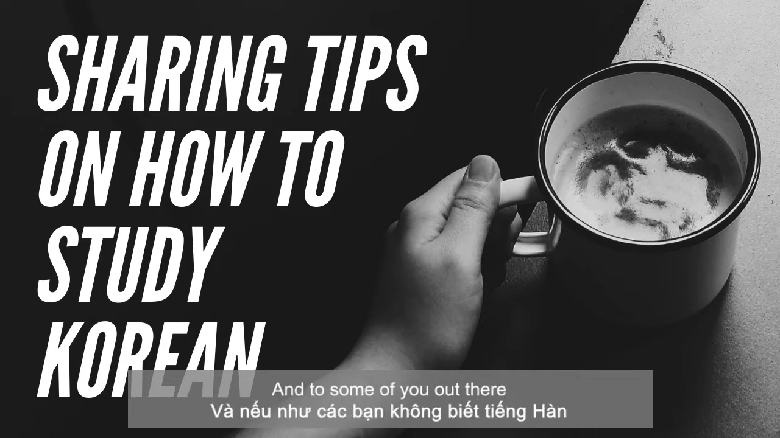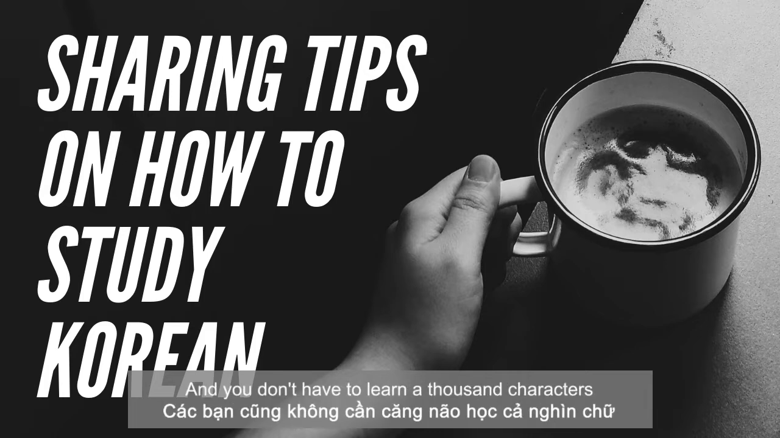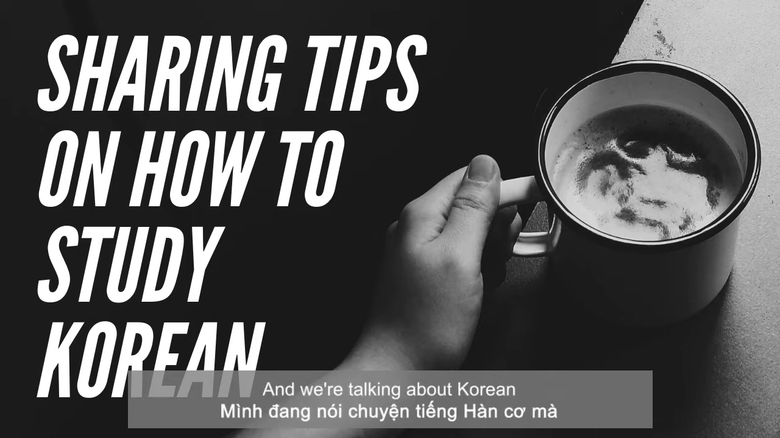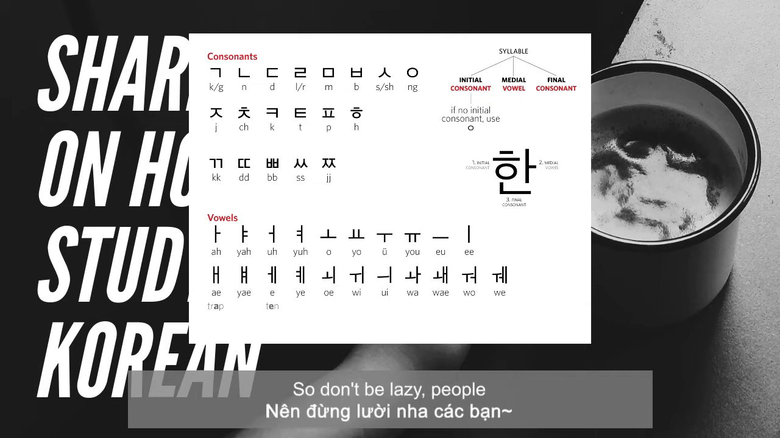And to some of you out there who have no idea what Korean is like, it's not just a bunch of squiggles and you don't have to learn like 1,000 characters to be able to read something. That's Chinese and we're talking about Korean. There are only 21 vowels and 19 consonants, so don't be lazy, people.